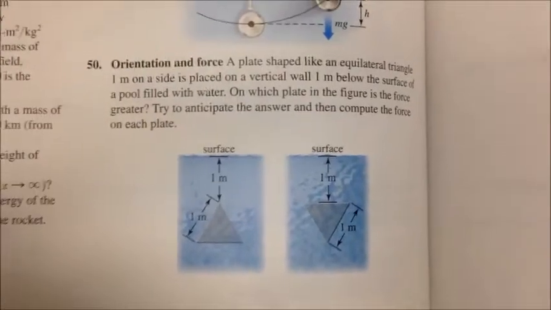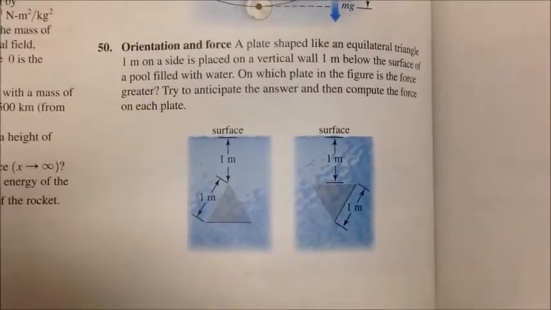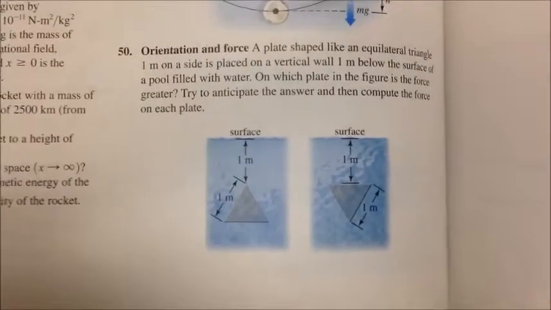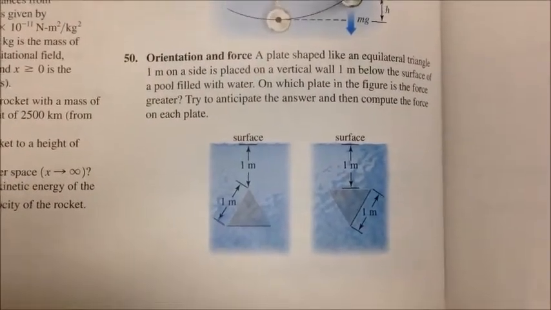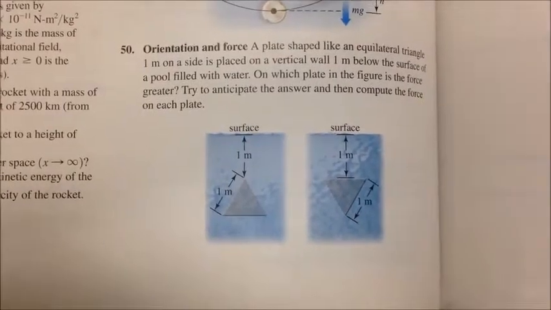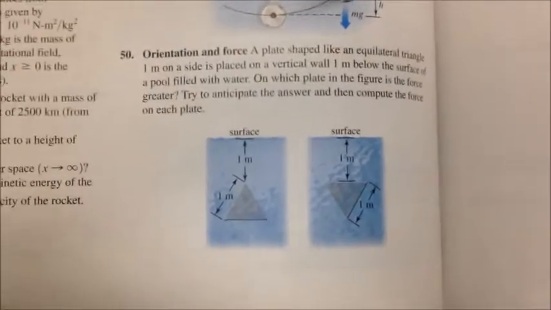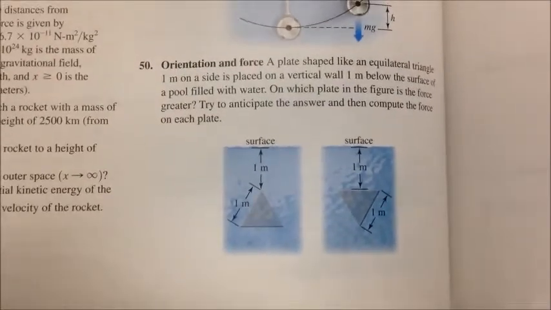A plate shaped like an equilateral triangle 1 meter on a side is placed on a vertical wall 1 meter below the surface of a pool filled with water. On which plate in the figure is the force greater? Try to anticipate the answer, then compute the force on each plate.